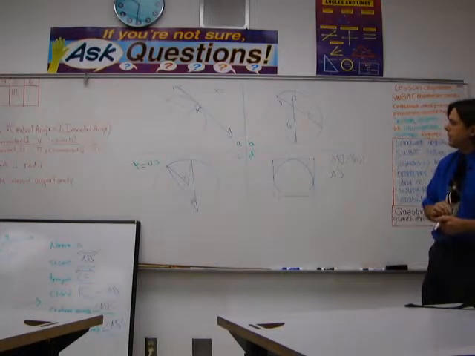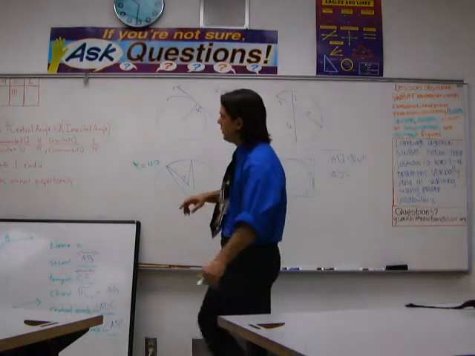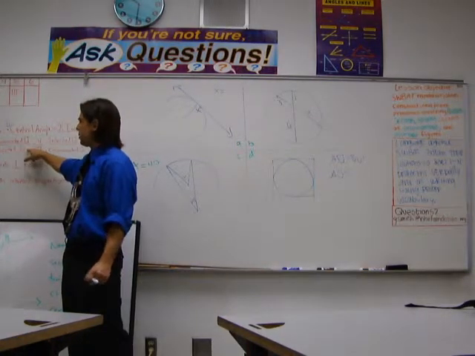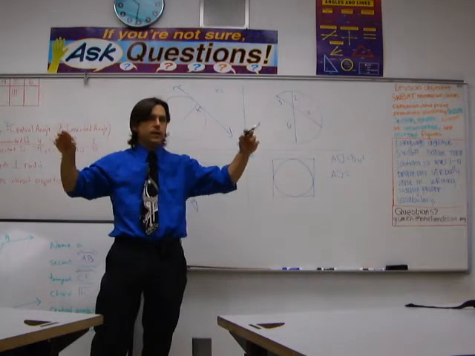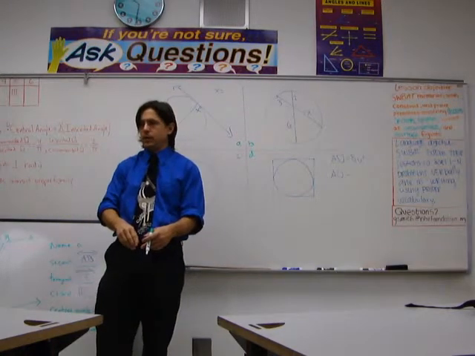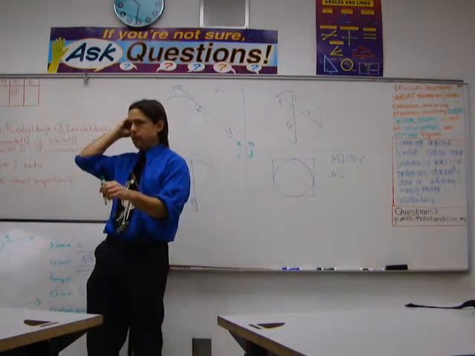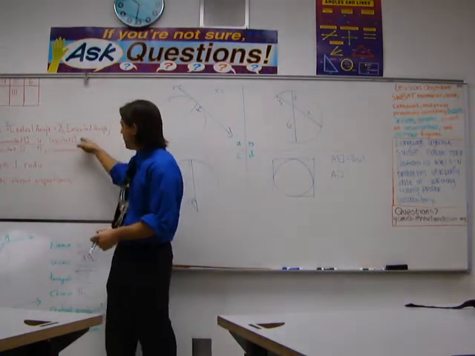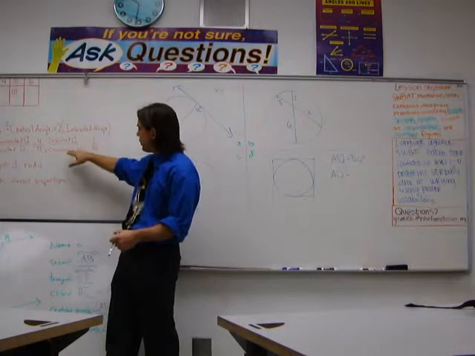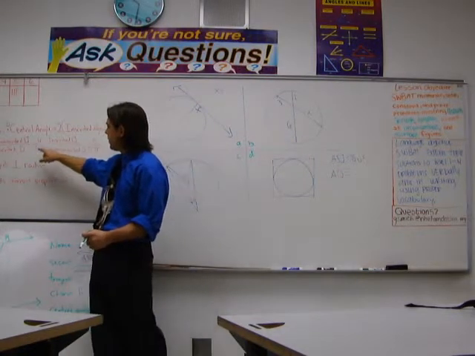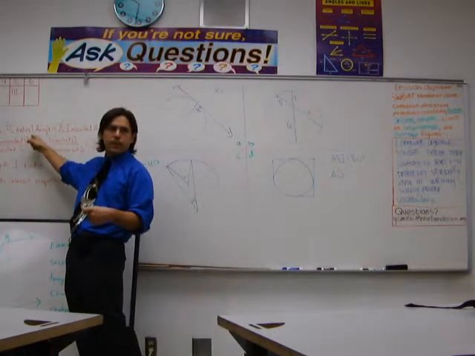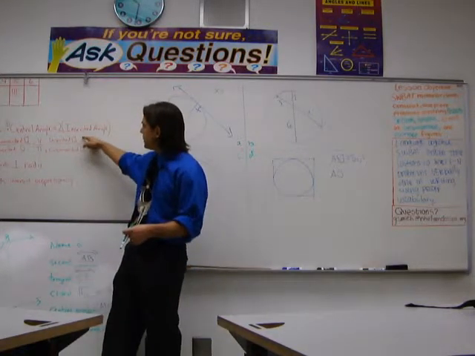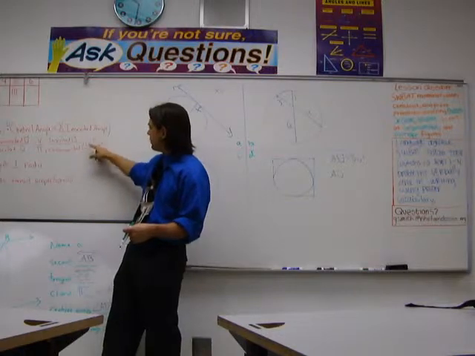Alright. Next rule. Circumscribed square over inscribed circle. Circumscribed means on the outside. Inscribed means on the inside. Inscribed square over circumscribed circle. So the ratio of a circumscribed square over an inscribed circle is 4 over pi. The ratio of an inscribed square over circumscribed circle is 2 over pi.